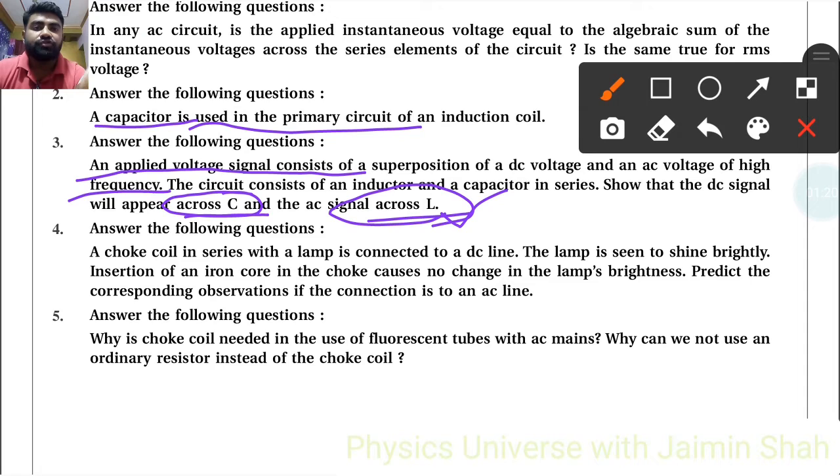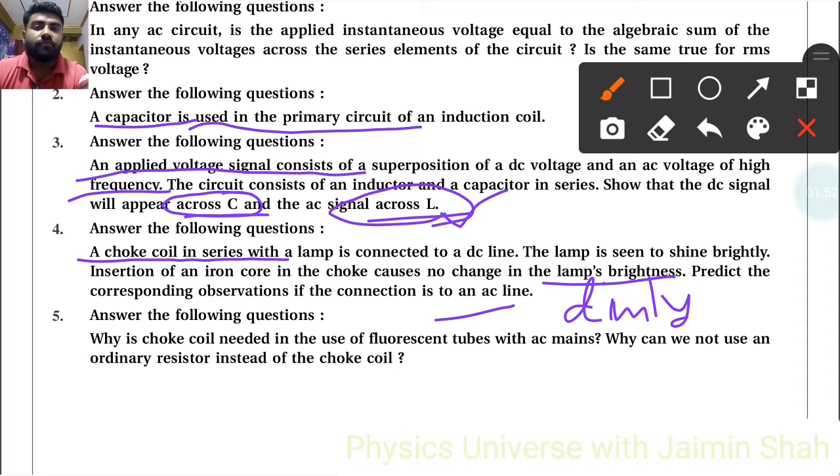Then next, a choke coil in series with a lamp is connected to a DC line. The lamp is seen to shine brightly. Insertion of an iron core in the choke causes no change in the lamp's brightness. Predict the corresponding observation if the connection is to an AC line. So see here, DC line, right? Earlier we used that. So when we use an AC line, it will give very dim light, right?